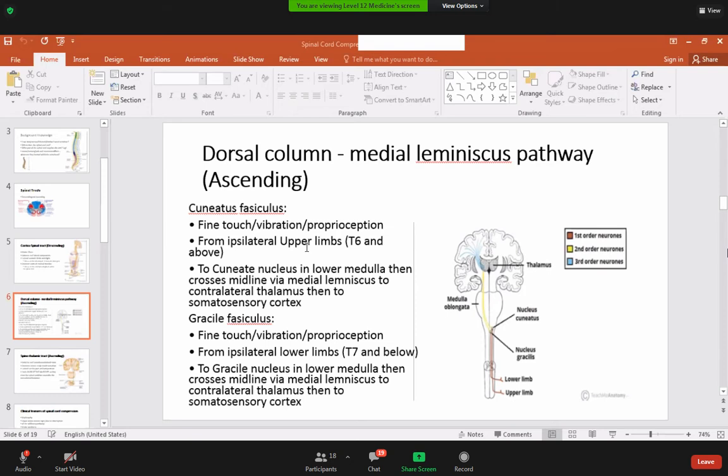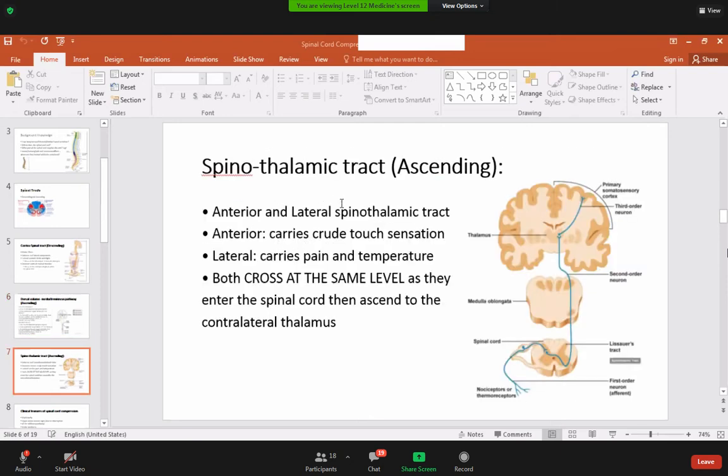And when we talk about the spinothalamic tract, they, on the other hand, cross the midline at the same level when they enter the spinal cord. So there is a difference between these two tracts. Both are sensory tracts. One is dorsal, that is going up and then crosses the midline, and the other is the anterior or the lateral spinothalamic tract, which enters the spinal cord, crosses the midline, and then ascends. Okay, so why is it important to understand that? It is the reason for the difference in the sensation which they carry.